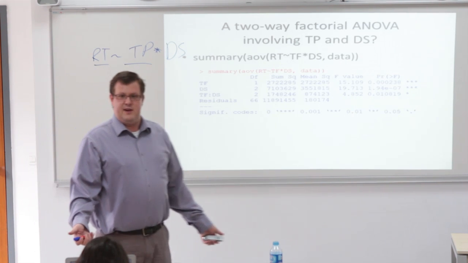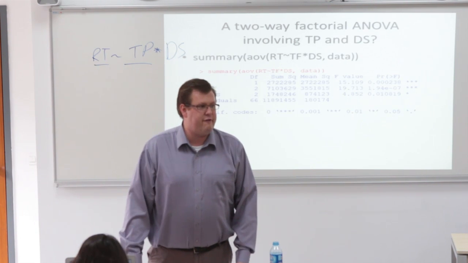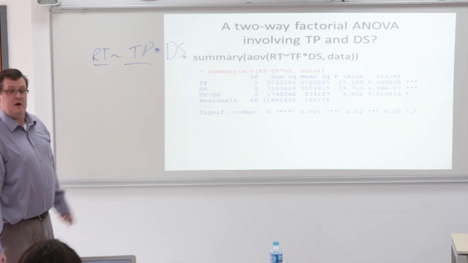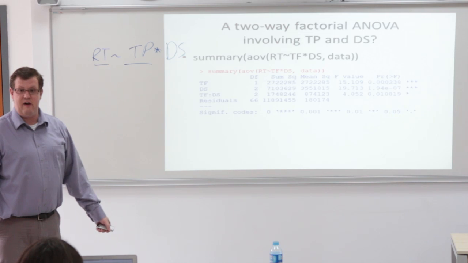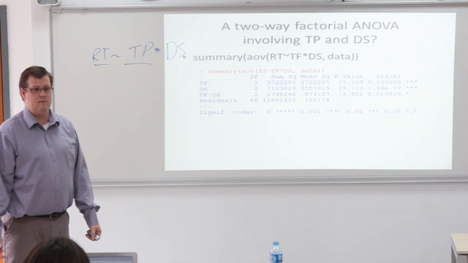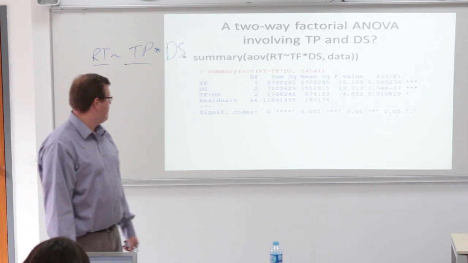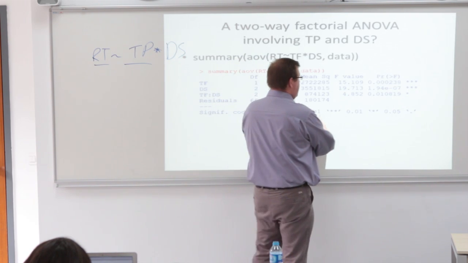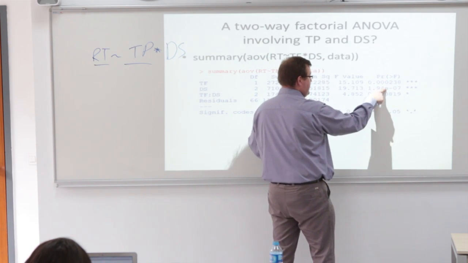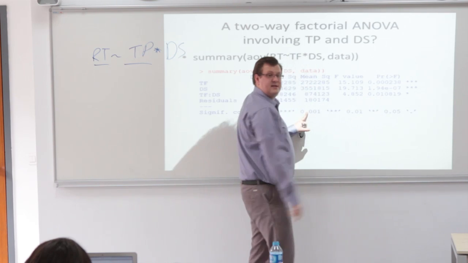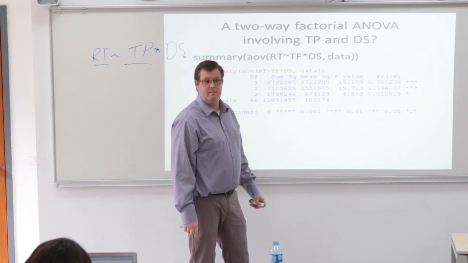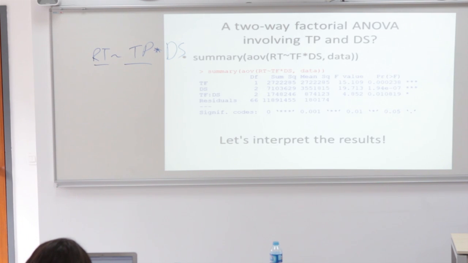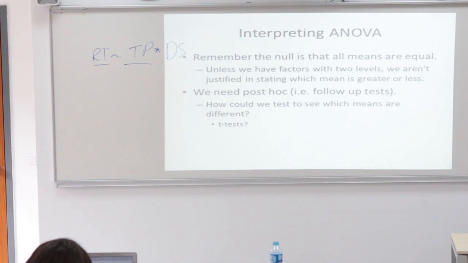We need to know what the alpha is. If we're dealing with an alpha of 0.05, 0.01, all of them are significant. If we were using 0.001, this would be significant, this would be significant, this would not be statistically significant, right? Okay? All right, so let's interpret the results.